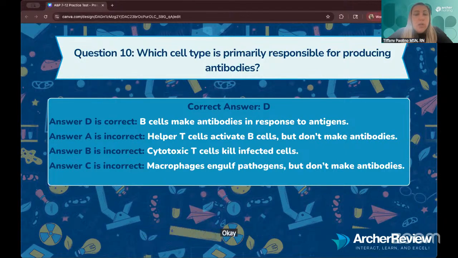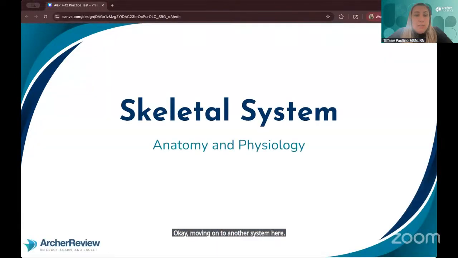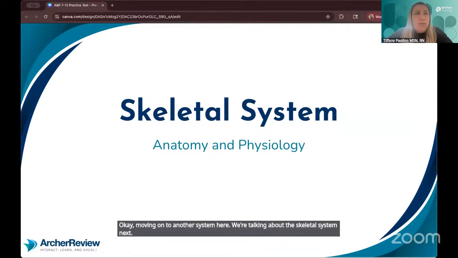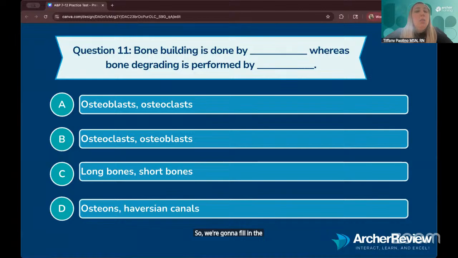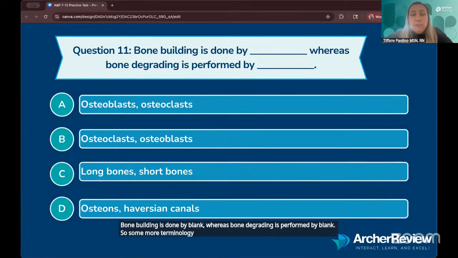Okay, moving on to another system here. We're talking about the skeletal system next. So we're going to fill in the blank with this one. Bone building is done by blank, whereas bone degrading is performed by blank. So some more terminology here.